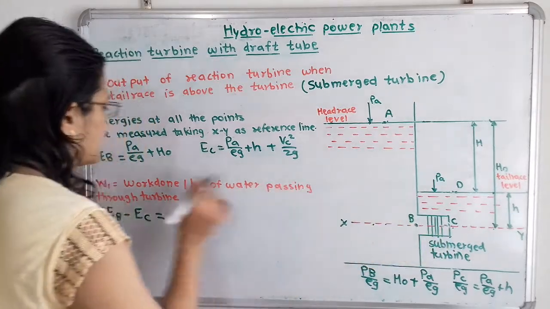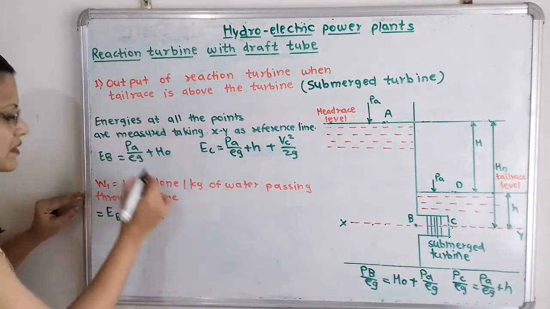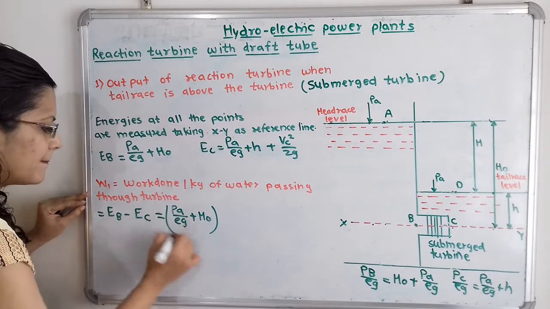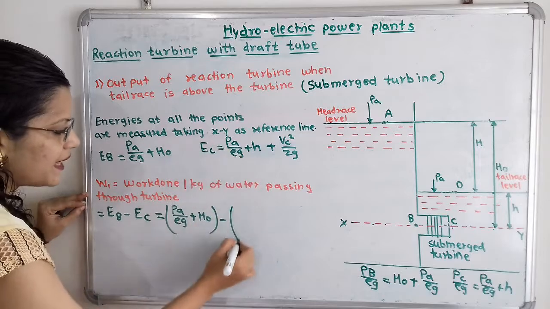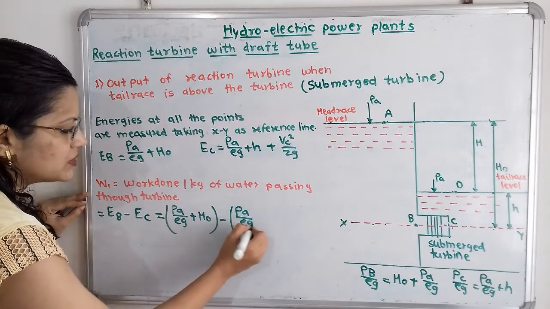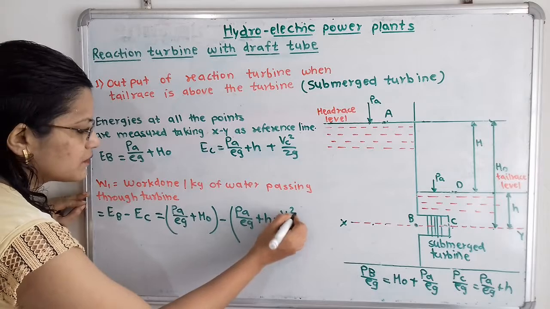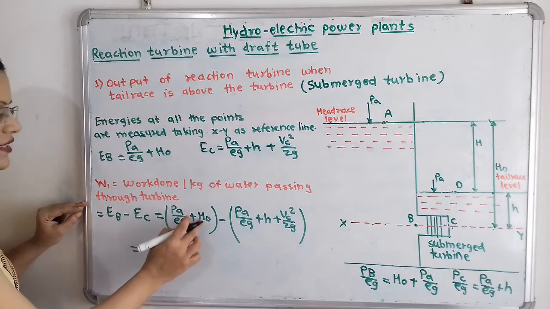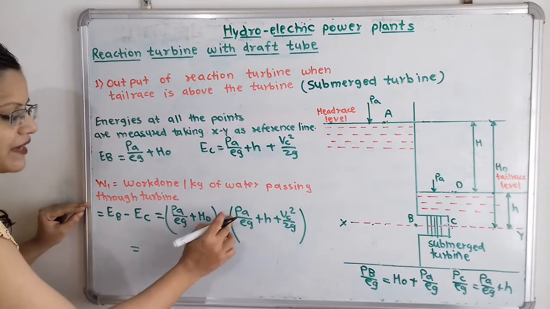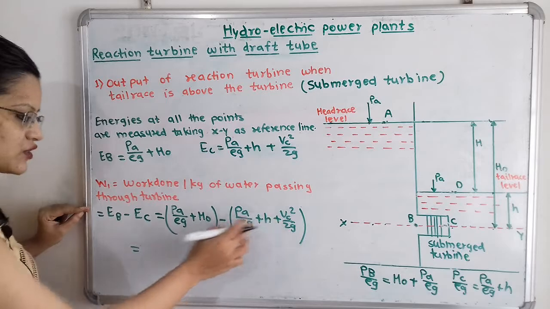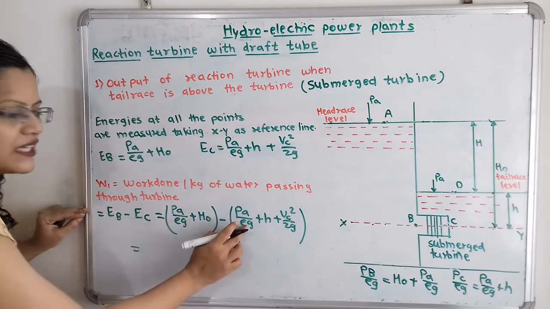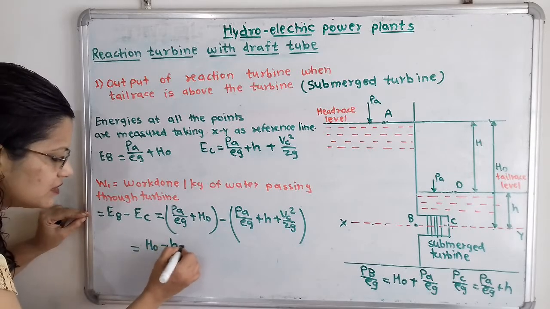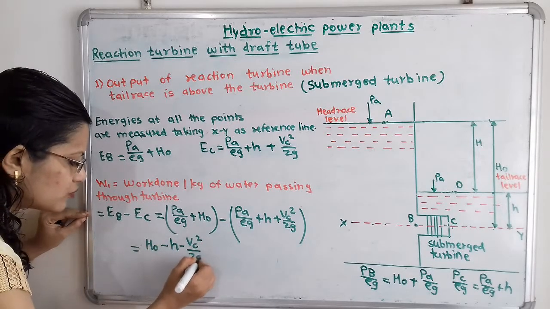So EB minus EC. We will take the difference between these two: PA by rho g plus H0, minus, now we have to take a bracket, PA by rho g plus h plus Vc square by 2g. Now if we simplify this, all the terms become minus, that is minus PA by rho g minus h minus Vc square by 2g. So this PA by rho g and this minus PA by rho g get cancelled. So I will write directly H0 minus h minus Vc square by 2g.